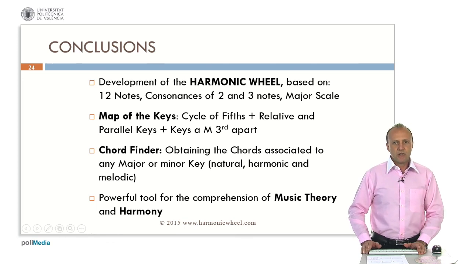As conclusions, I explained the development of the harmonic wheel, which is based on 3 basic principles: 12 notes, consonances of 2 and 3 notes, that is major and minor chords, and the major scale. We found 2 important characteristics in this wheel, which are the map of the keys, which is a panoramic view of all the relationships among the keys. Not only the cycle of fifths, but also the relative and parallel keys, and also keys a major third apart.